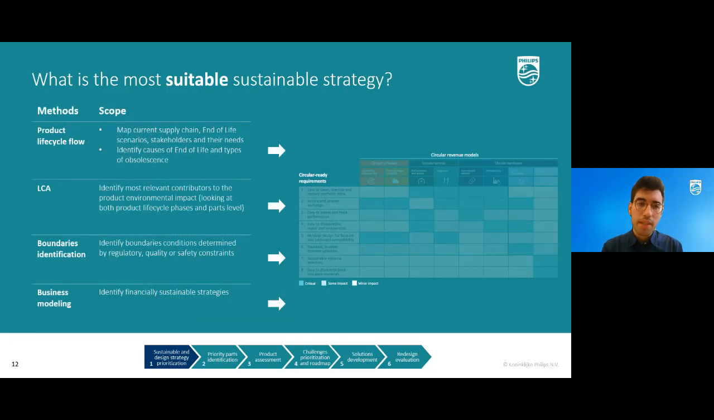But how do we do this in more detail and practical terms? What we usually do is to follow four main methods. The first one we call product lifecycle flow. This usually looks like a value stream map. It's a sort of supply chain overview where we also identify clear end of life scenarios, stakeholders involved in these end of life scenarios and their specific needs and requirements.